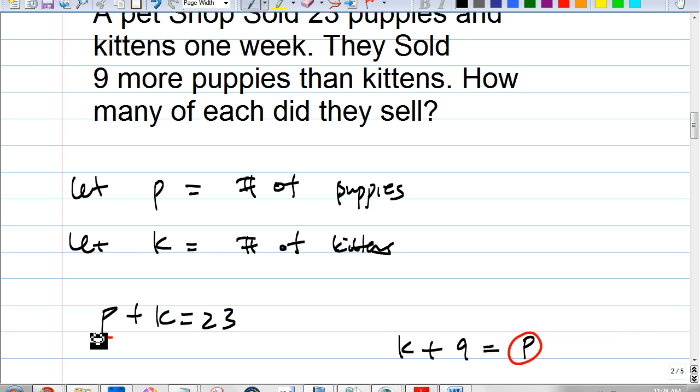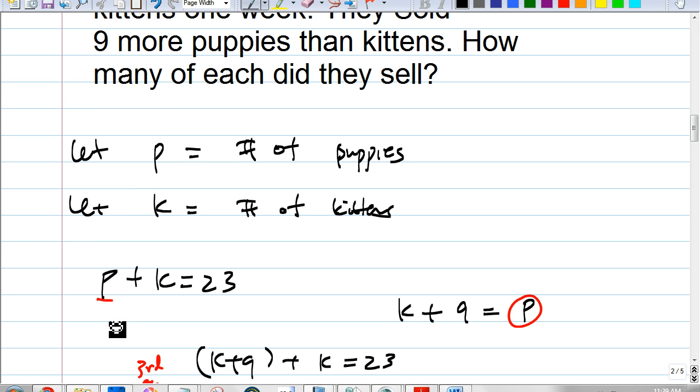K plus 9 plus Yeah, you're right. K plus 9, that's P. No, K plus 9 is how many puppies we have, right? Yeah, K plus 9 plus K equals 23. That's right. Do you understand what we're doing? You're going straight to the third equation without doing these 2 equations, okay?